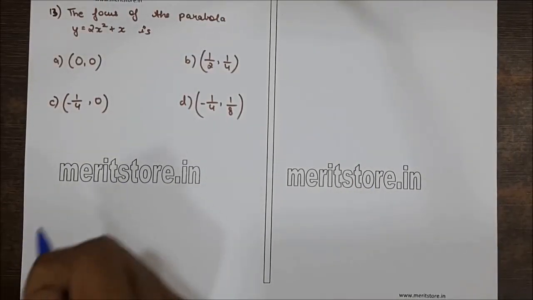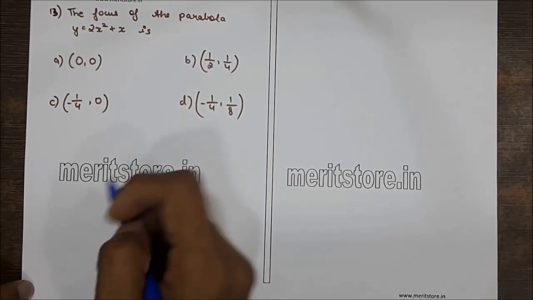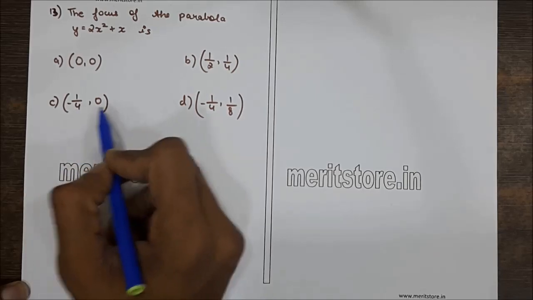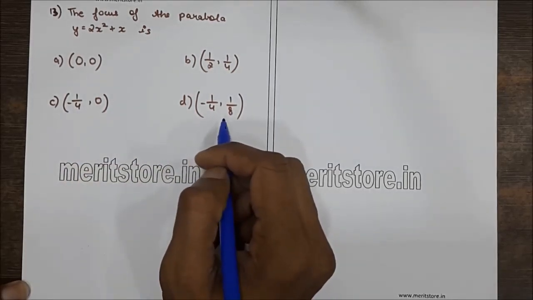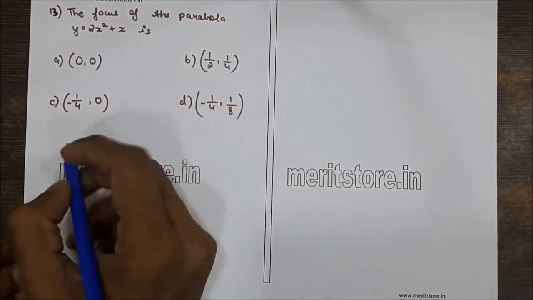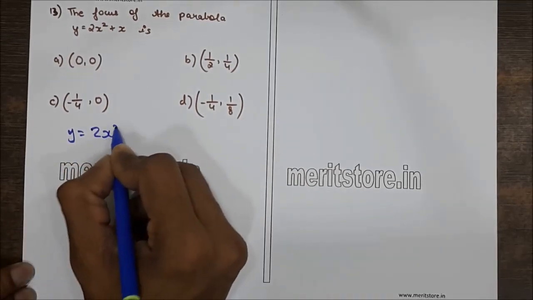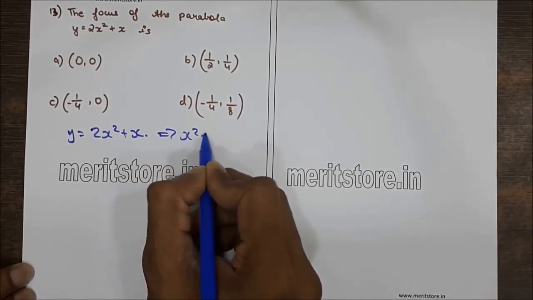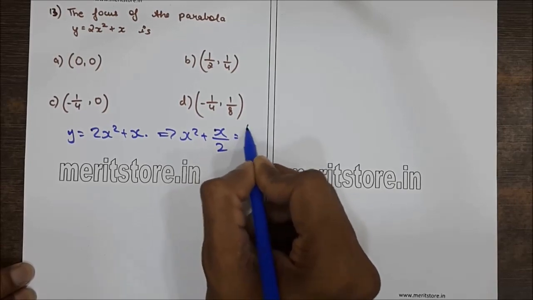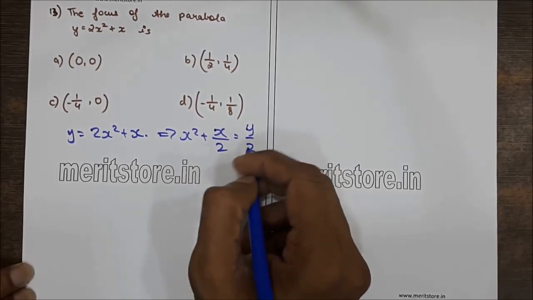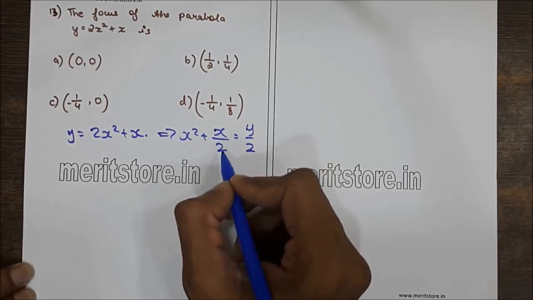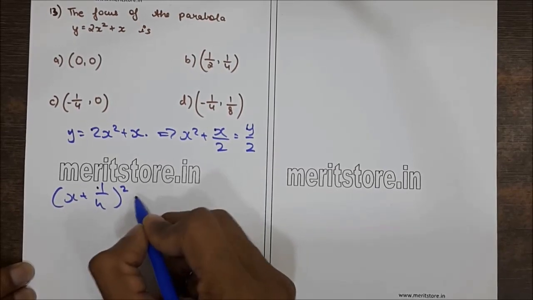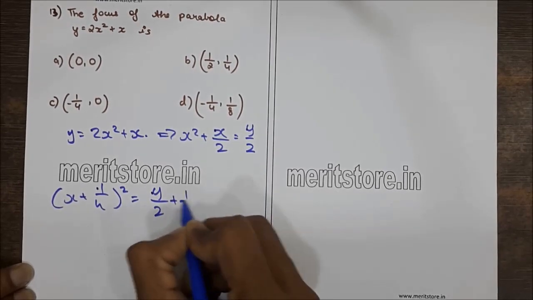Question 13. The focus of the parabola y equal to 2x square plus x is, we have four options: A (0, 0), B (1/2, 1/4), C (-1/4, 0), D (-1/4, 1/8). The given equation of parabola is y equal to 2x square plus x, which can be written as x square plus x by 2 equal to y by 2. So x square plus x by 2 can be written as x plus 1 by 4 the whole square, which is equal to y by 2 plus 1 by 16.